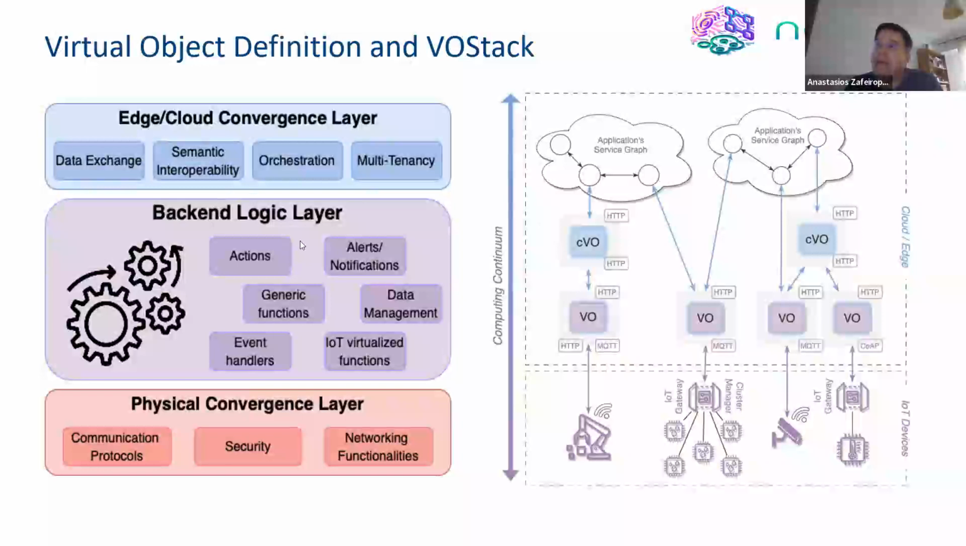In the middle, we have the backend logic layer, where here we try to support different types of what we call virtual functions. So it's kind of software that serves a specific application need and can be implemented in the form of a function. So here we may have generic functions that can be applicable in different types of devices and probably application domains. For instance, time series analysis, outliers detection, time series decomposition techniques, forecasting can be applicable in any sensor providing time series data.